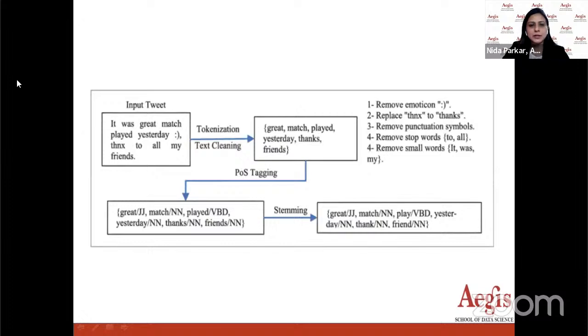So to sum up what I was talking about right now, suppose you have an input tweet like, "It was a great match played yesterday. Thanks to all my friends." So this is the input tweet we have, and you want to identify whether this tweet was positive or negative.